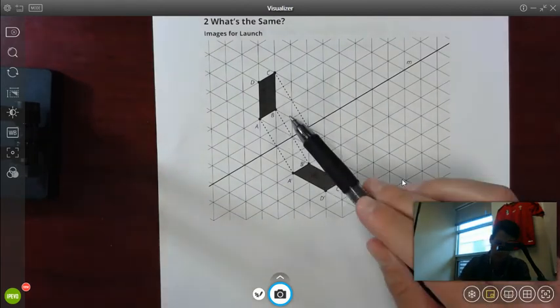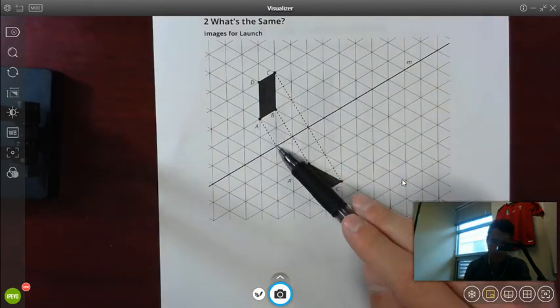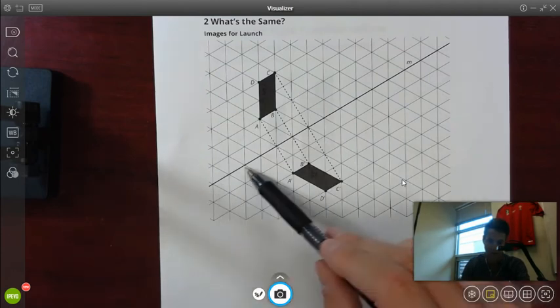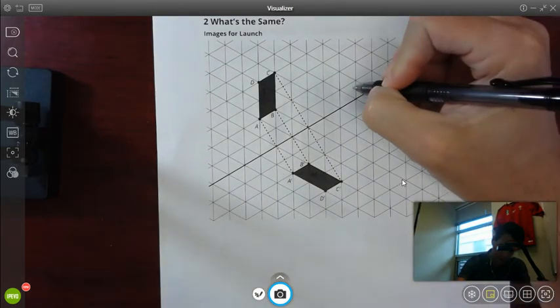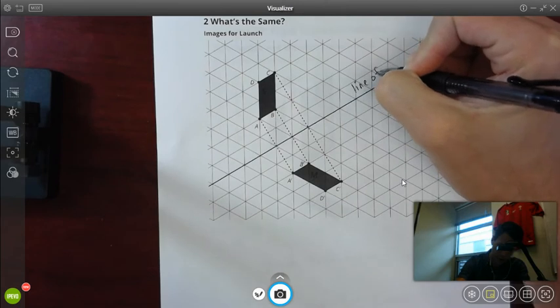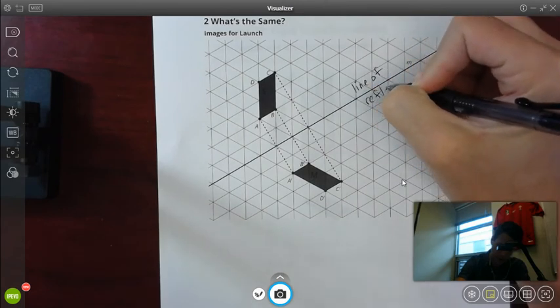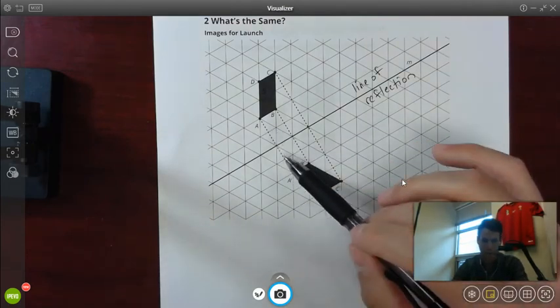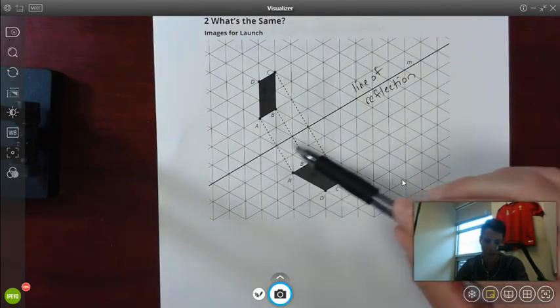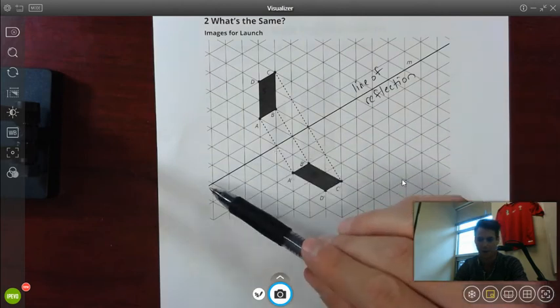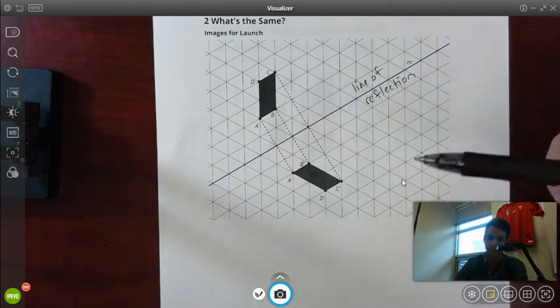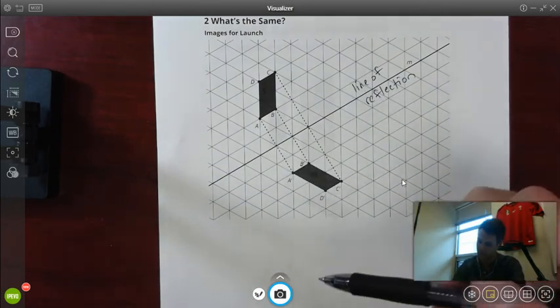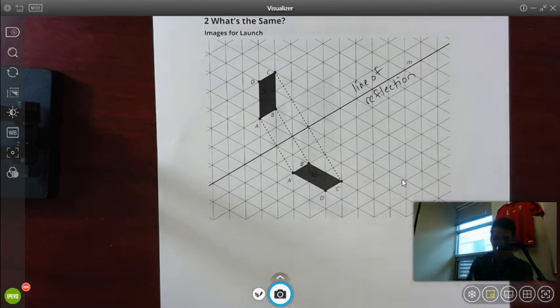You can see that A is 2 spaces from this reflection line M. We could even write up here, line of reflection. That's what this line M is. You can see how these dotted lines are perpendicular, or hitting that line of reflection at a 90-degree angle. That's going to be very important, and we'll come back to that in future lessons. But we want to talk about what a reflection actually is in this next part.